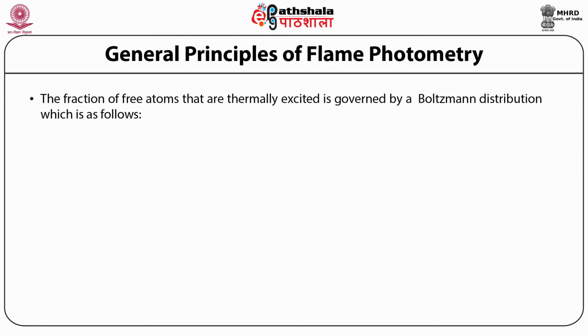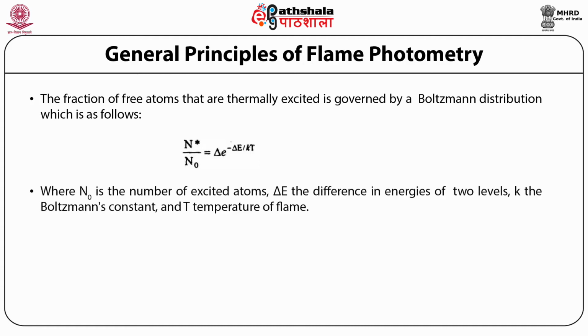The fraction of free atoms that are thermally excited is governed by the Boltzmann distribution, which is denoted by the following equation: N excited divided by N naught is equal to a constant times e to the power minus delta E upon kT, where N excited is the number of excited atoms, N naught is the number of atoms remaining in the ground state, and the constant is particular for a given element. Delta E is the difference in energy of the two levels, k is the Boltzmann constant, and T is the temperature of the flame.